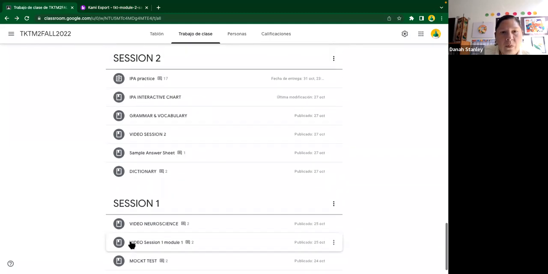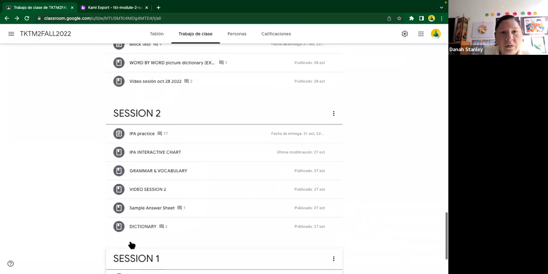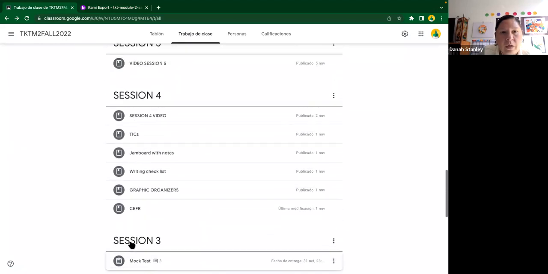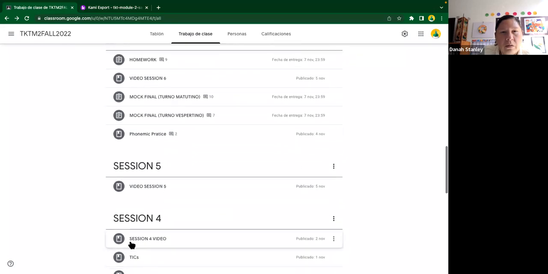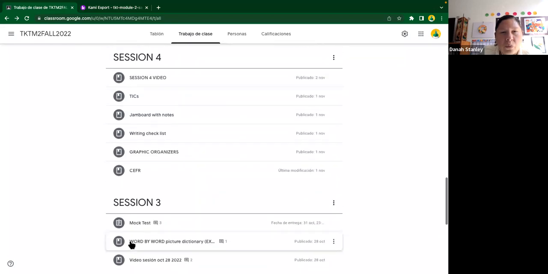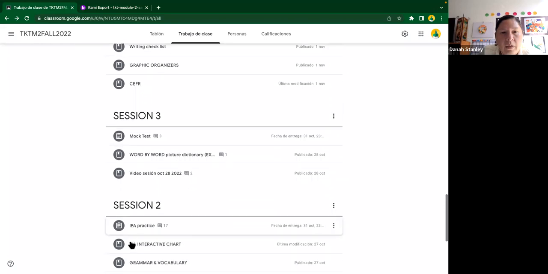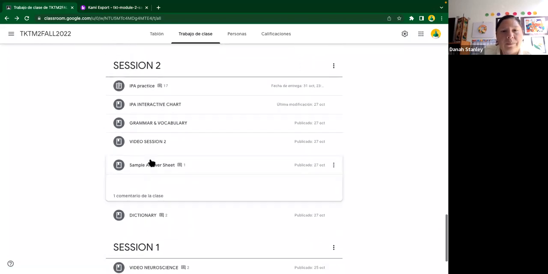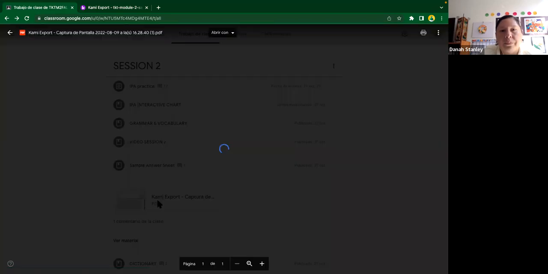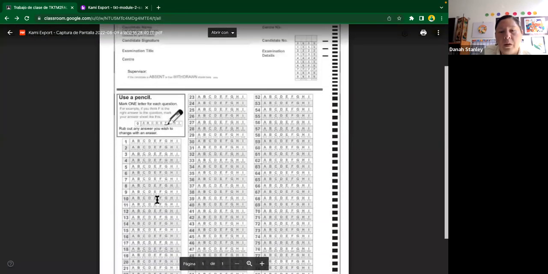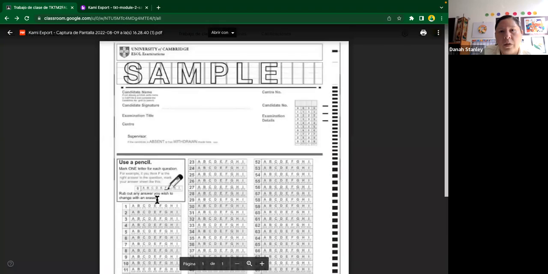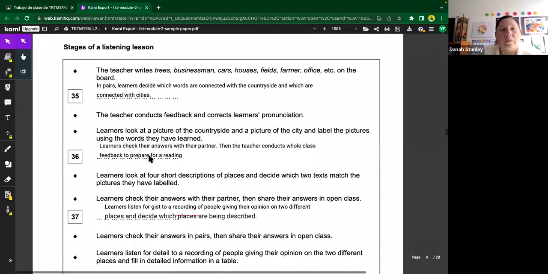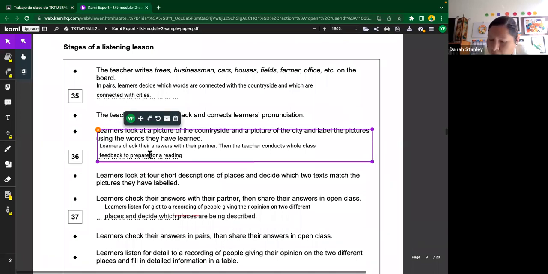If for tomorrow you want to use the answer sheet, you can. You can print it, okay? Aquí está, sample. Aquí está. It's the same, 80 questions, okay? So we have 7, 8, and 9.